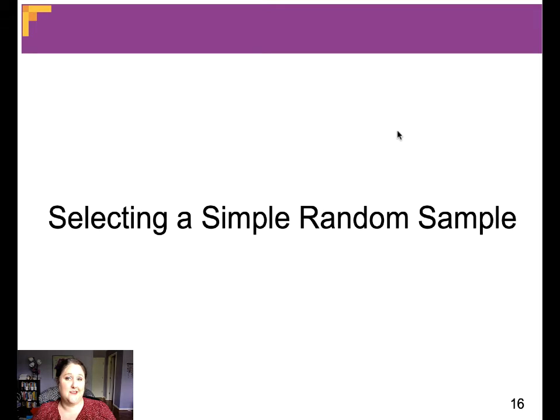Now that we've defined a simple random sample, how do we select one? So many times the first thing that you'll do is obtain what's called a sampling frame. And a sampling frame is just a list of every possible individual that's in the population.